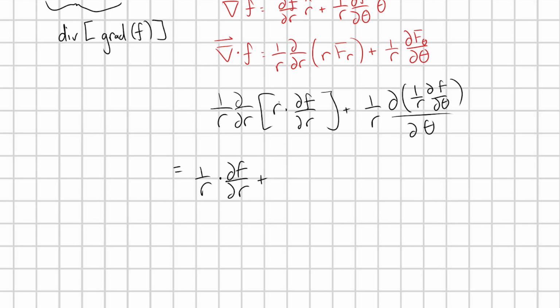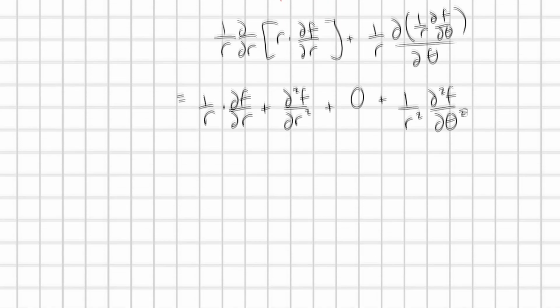So this r here is going to cancel with this r here. We're going to have d squared f dr squared plus, what happens if I take the derivative of 1 over r with respect to theta? That's going to give me 0, okay? So plus 0 plus, and now, second part of the product rule, this is going to give me 1 over r squared d squared f d theta squared, okay? All I did was the product rule.